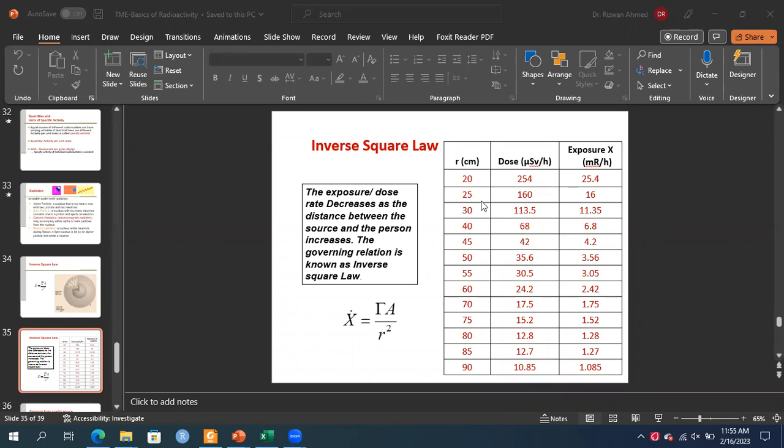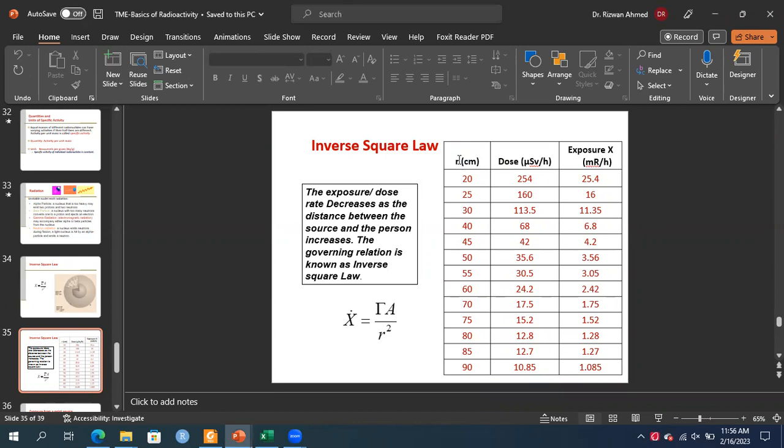This data represents the values taken of exposure from a radiation source at different distances, measured in centimeters, and the exposure is measured in milliröntgen per hour. Generally, the detector gives the dose value. A personal dosimeter gives us the dose value in microsievert per hour. These are the units to describe radiation doses in air to the human body.